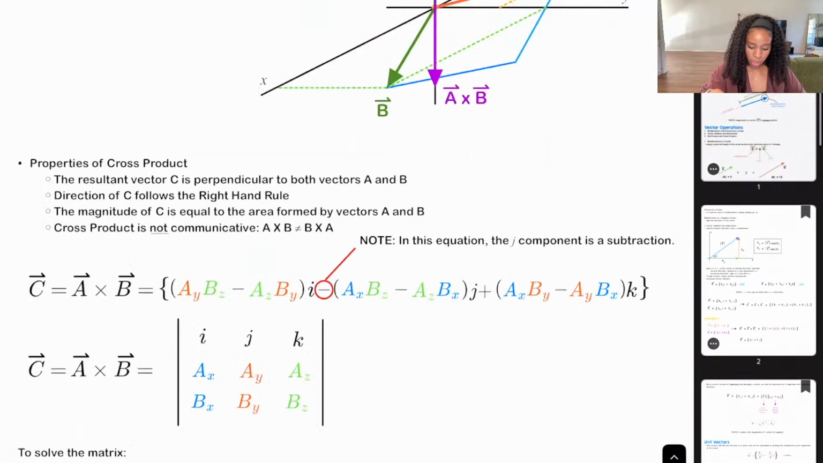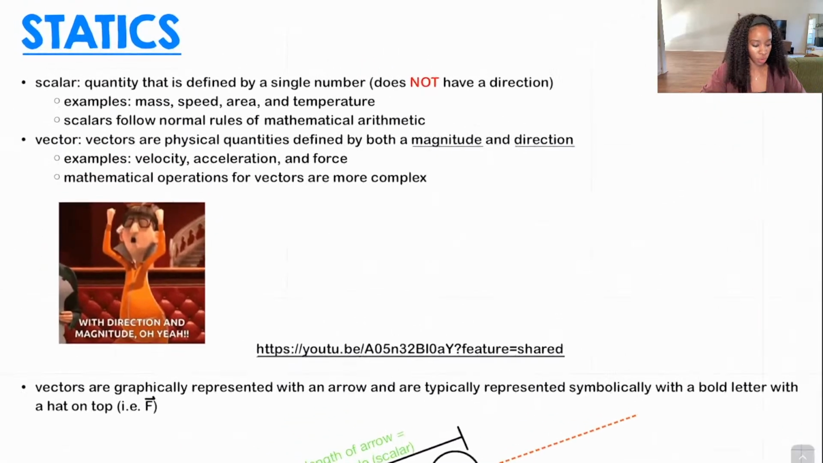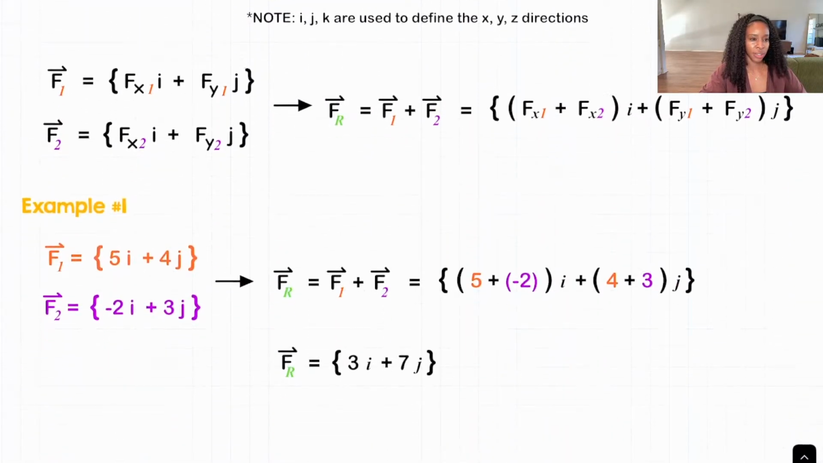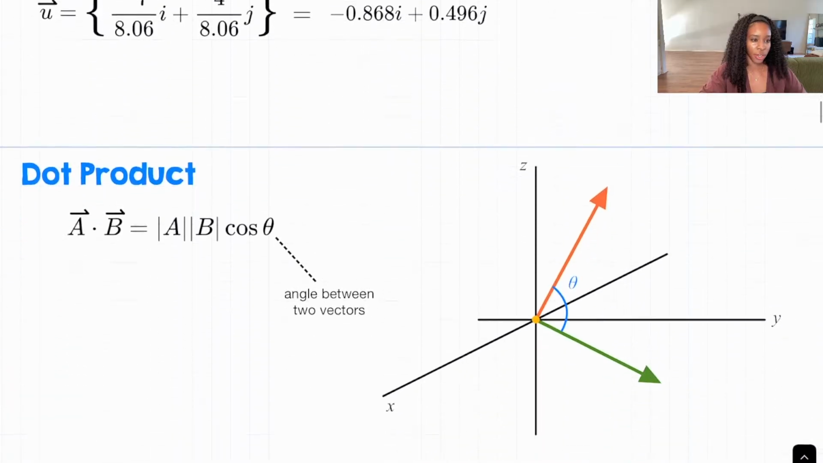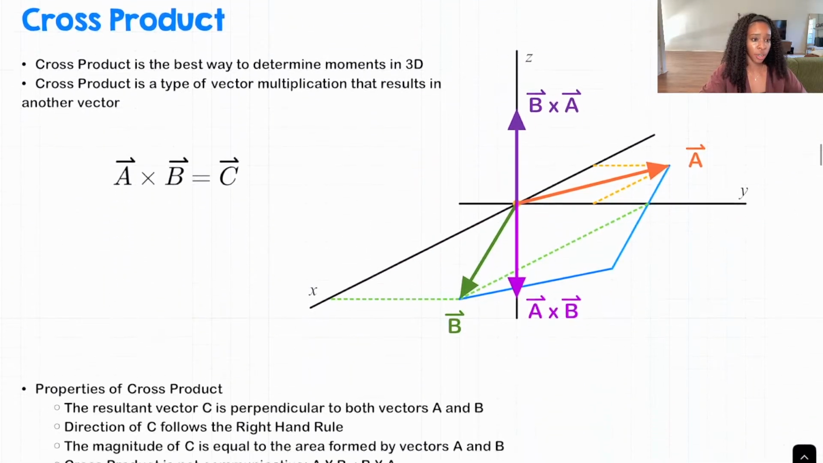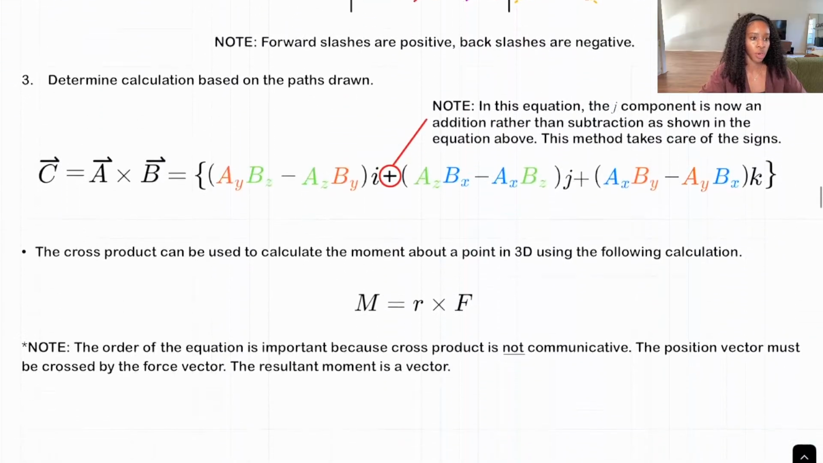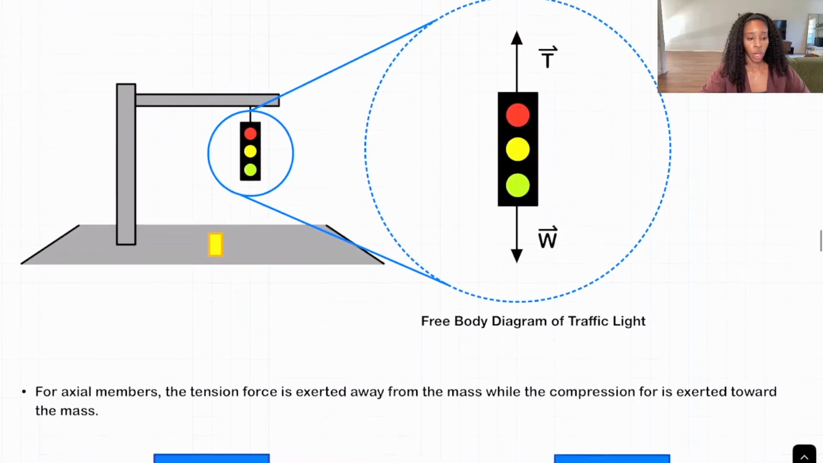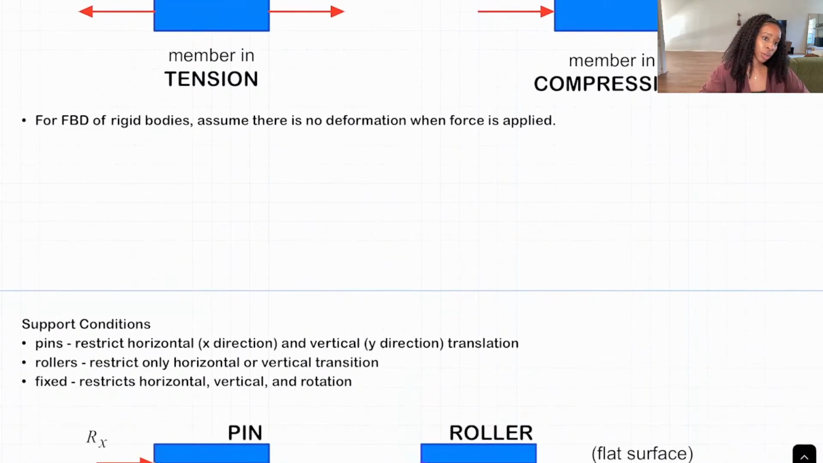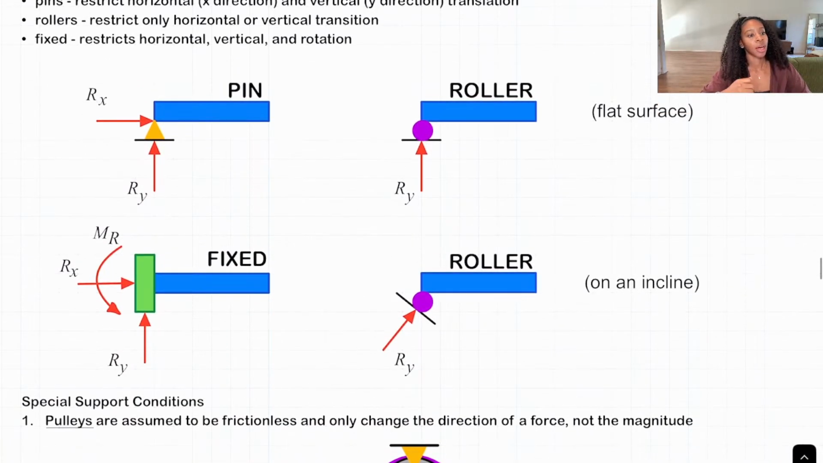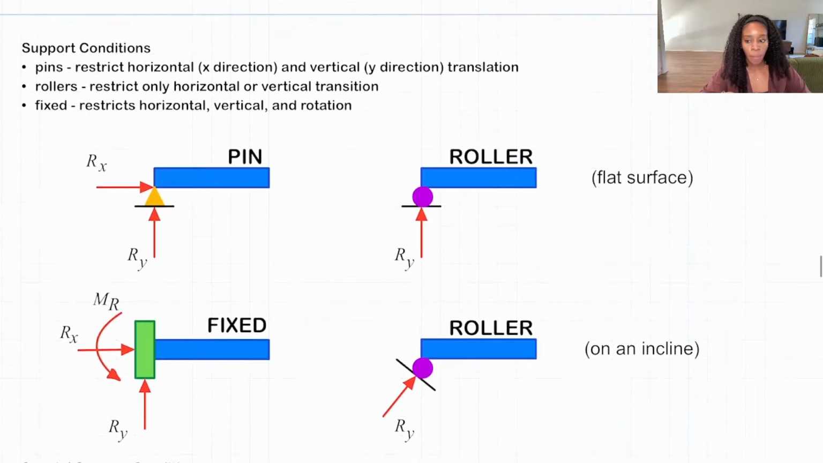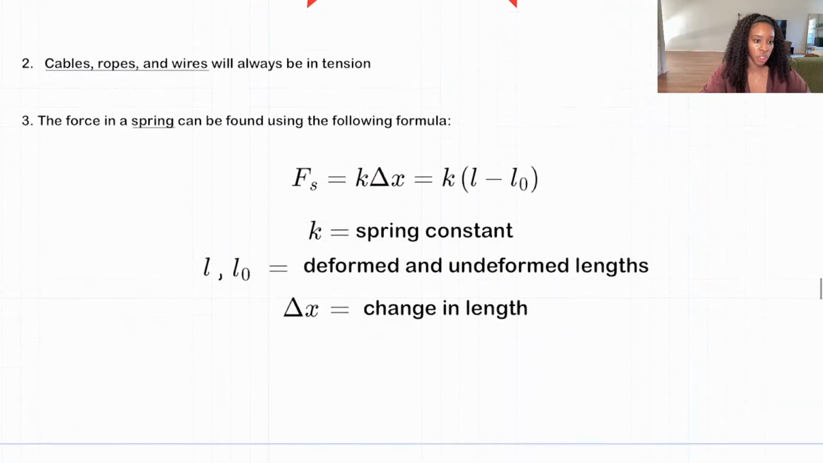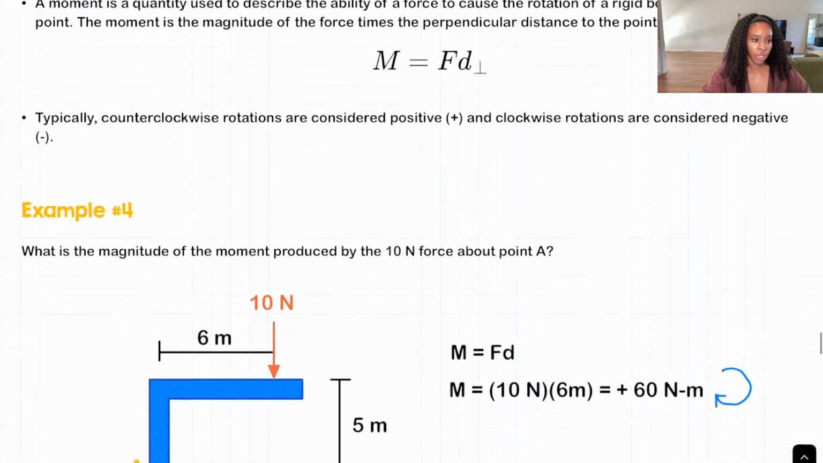So this is just going to be a full statics review, going over things like vector operations, unit vectors, dot product, which we just did, cross product, which we also just went over. Let's see, equilibrium and free body diagrams. We'll be talking about tension, weight, members in compression, members in tension, support reactions. Here are some common ones that you'll likely see: pulleys, cables, ropes, wires, springs. We have some example problems.